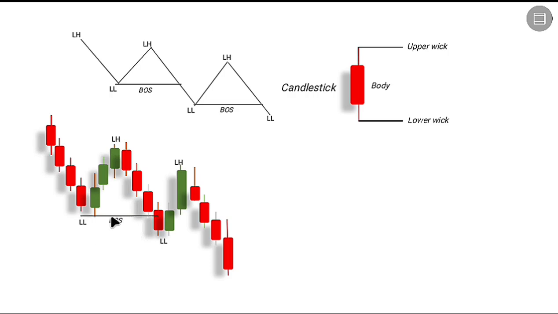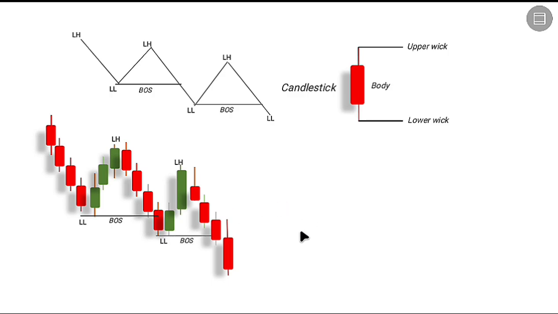Now that is a confirmed break of structure, because the body of this candle that made the lower low actually closed below the lower wick of the candle that made the previous lower low. Now let's take a look at this other one. This is the body of the candle that made the lower low, and this is the lower wick of the candle that made the previous lower low. Let's take a look at this. Of course, there is also a confirmed break of structure.